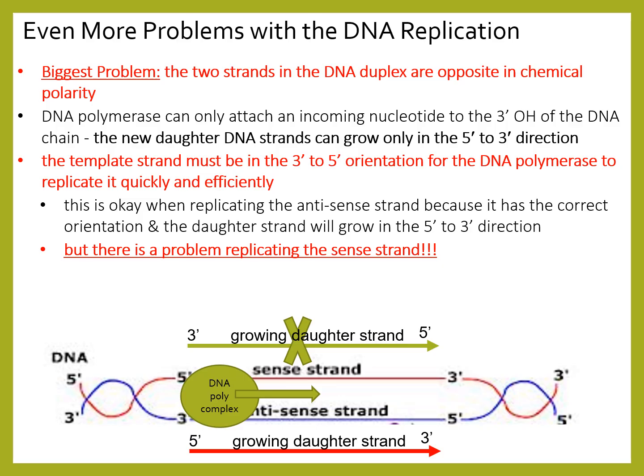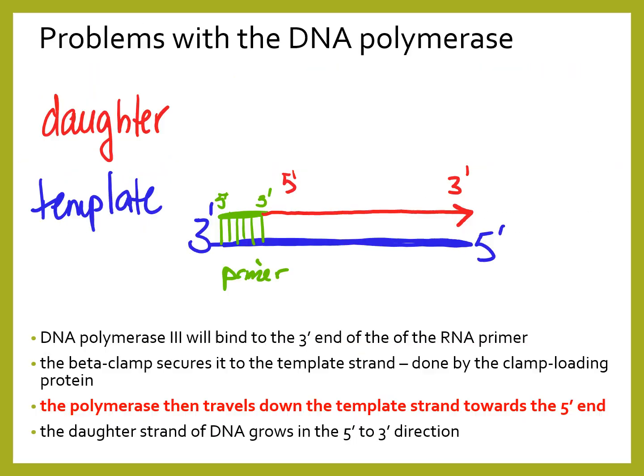So our antisense strand is in the perfect ready-to-go orientation. But the sense parental DNA strand, the one that's being replicated by the other DNA polymerase complex, has a problem because it's not in the 3' to 5' orientation, it's in the 5' to 3' orientation. So there's going to be a problem in replicating both of these DNA strands. But don't worry, there is a solution to how we correct the problem.